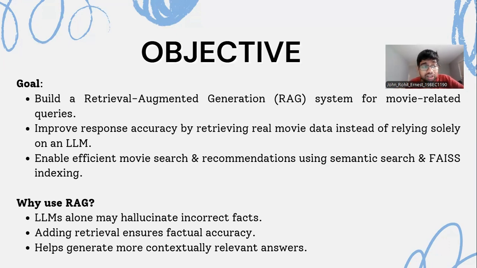Instead of relying solely on an LLM's internal knowledge, we enhance its capabilities by retrieving real movie data before generating a response. For example, if somebody asks, recommend a good horror movie, instead of generating a random response, our system searches through actual movie data and provides a recommendation based on facts. By using RAG, we ensure that the AI model is not just guessing, but making informed, data-backed decisions.